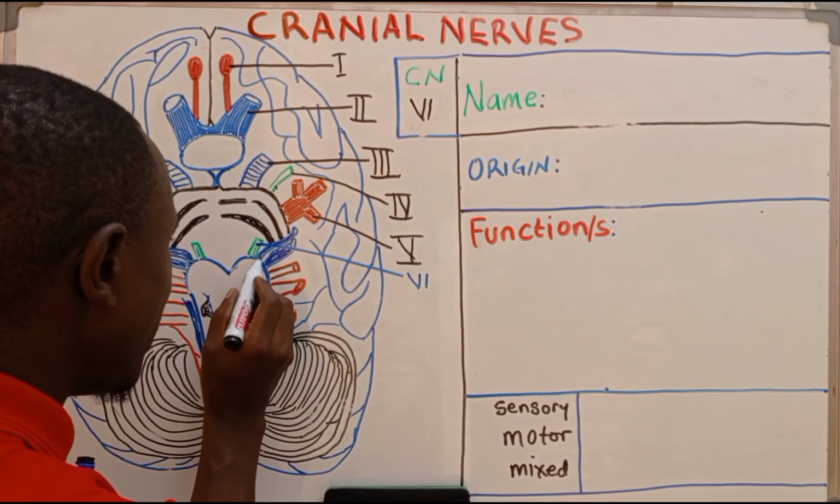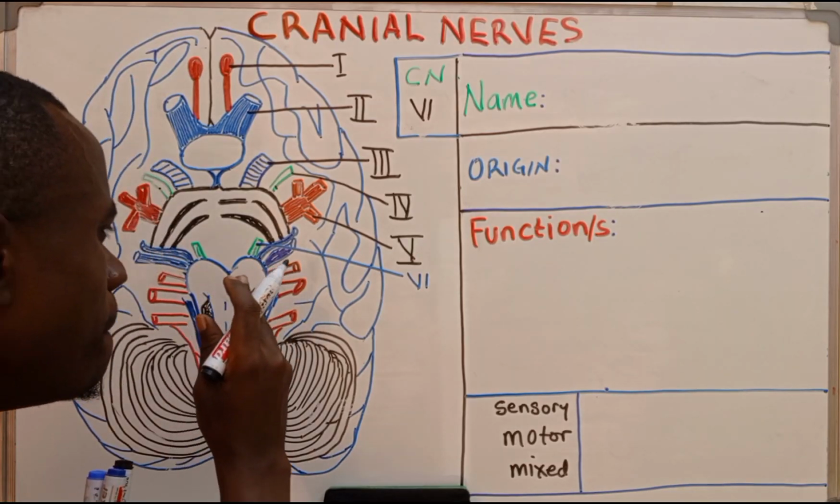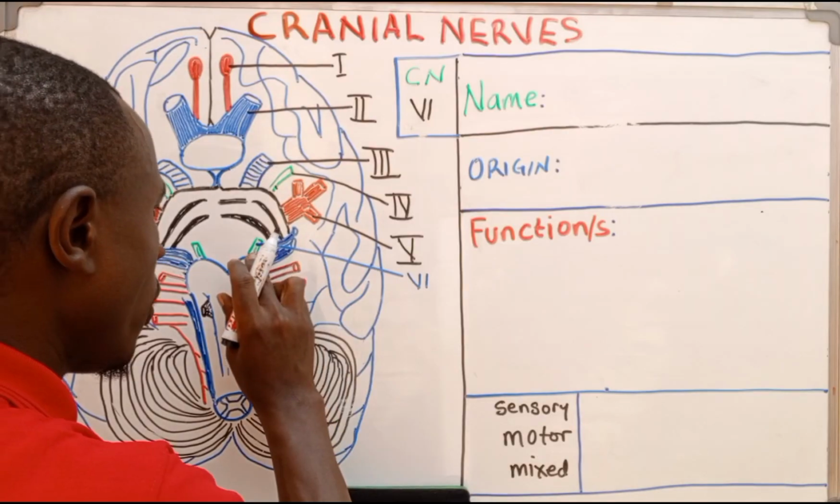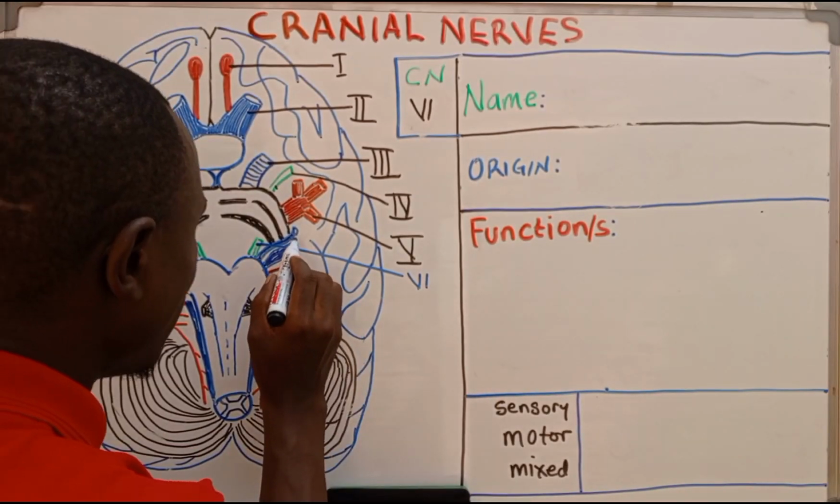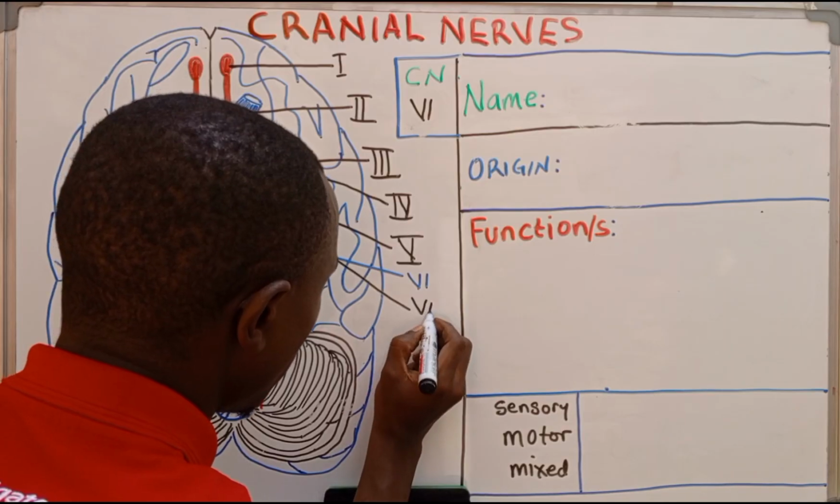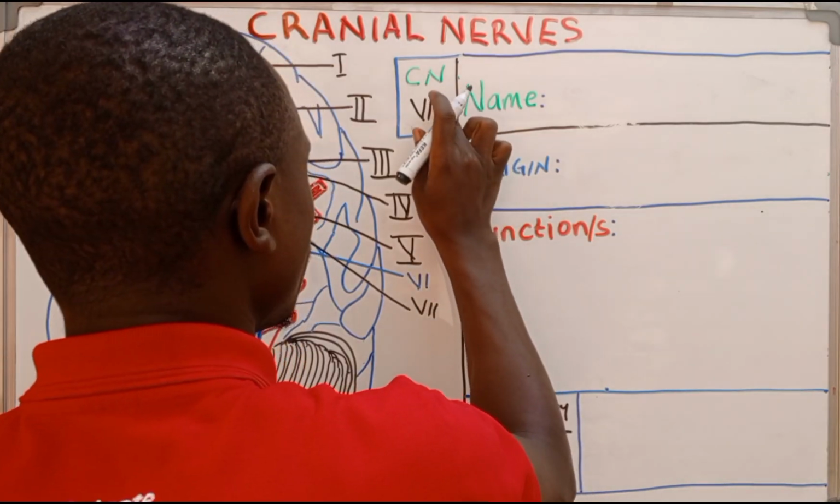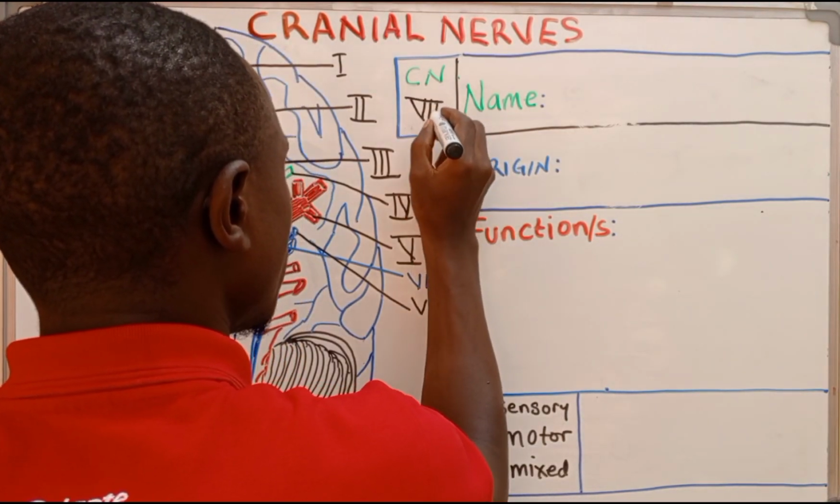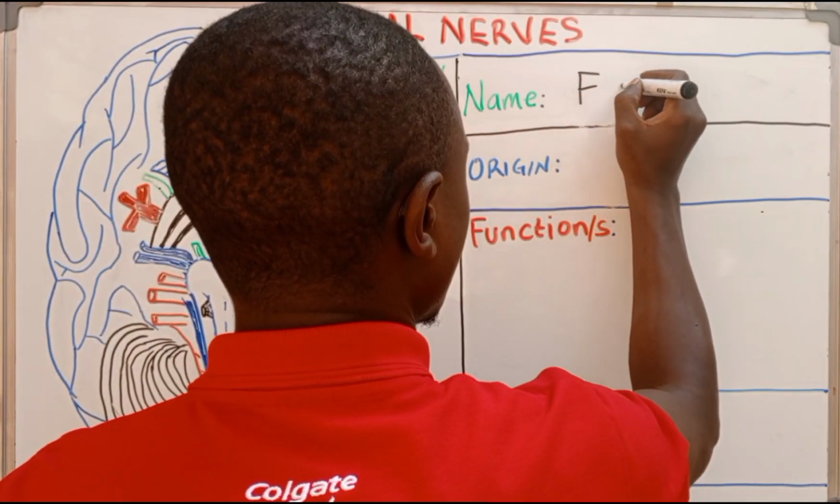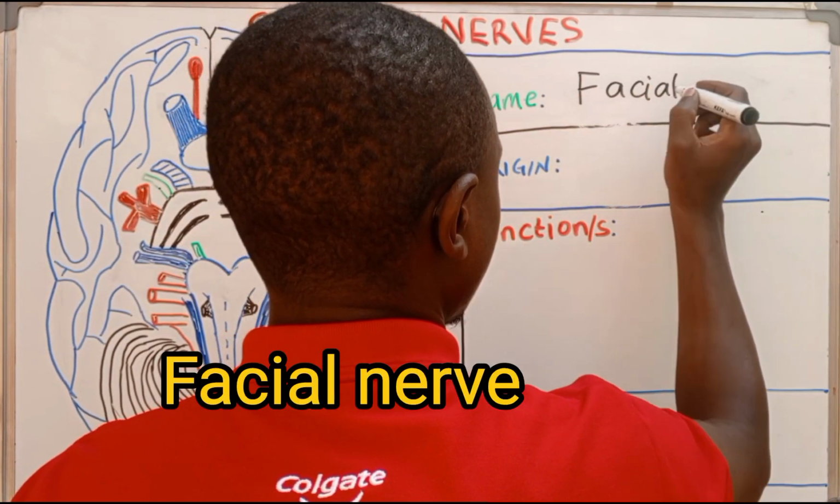In the middle here, intermediate from what we call the cranial nerve number 6, we have our cranial nerve number 7. And this one is going to be this cranial nerve here. Okay, so now what's the name of cranial nerve number 7? This cranial nerve is what we call the facial nerve.